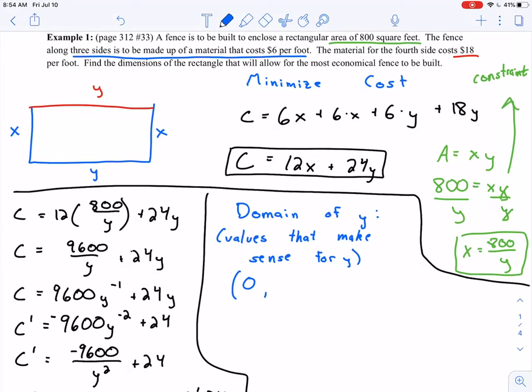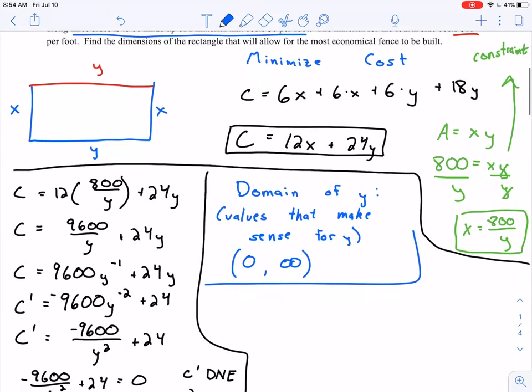And we could choose really any positive number for y, and that would make sense. Some make more sense than others, definitely, but any positive number is doable here. So we're going to say 0 to positive infinity. This is important because I want to determine whether we have an open interval or a closed interval. Here, I've identified that we have an open interval. We're working on 0 to infinity. We don't contain either of our endpoints.